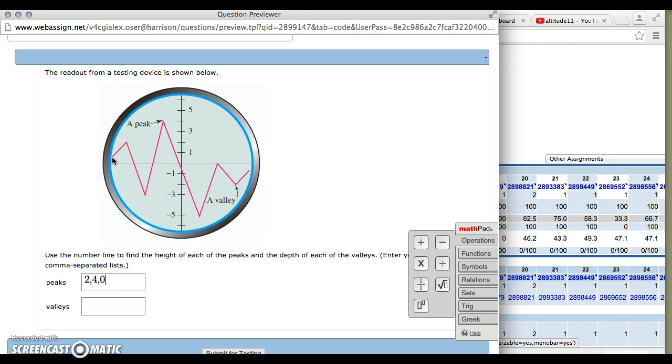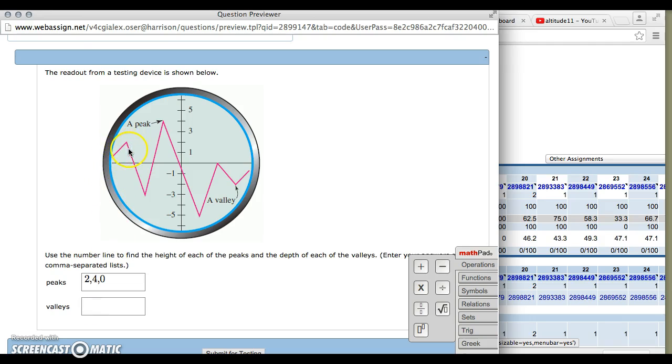And now our valleys. Again, starting from the left, going to the right, we come up to our first peak, down, down, down, and then we come back up, meaning we have a valley here. That would be at -3. We go up to our second peak and then come back down and then come back up, meaning we've created a second valley here at -5. And then we go up and down and back up. Once again, this one is a valley, and that would be at -1, -2. Okay, so these would be our peaks and valleys in comma-separated lists.